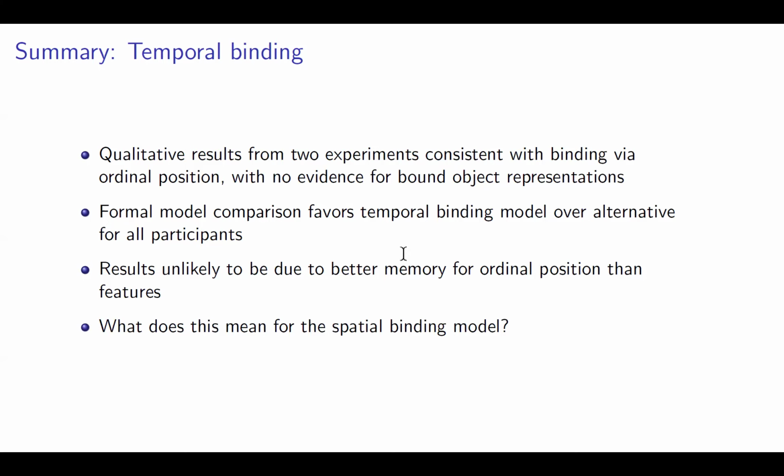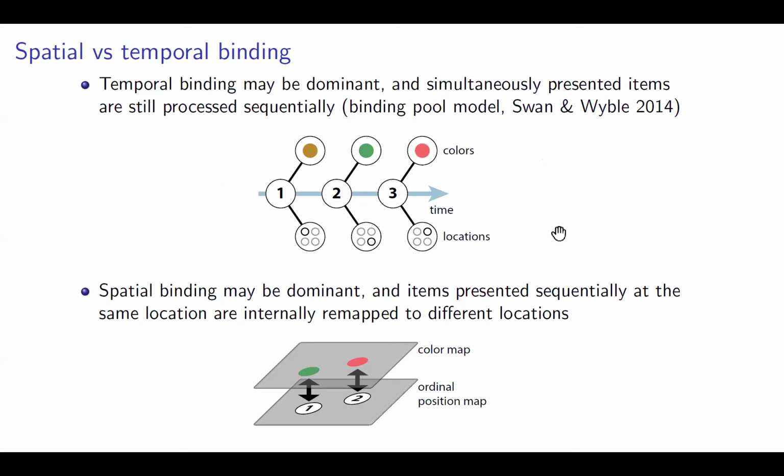Then the next question is, after we've seen that, what does it mean for the spatial binding model if we now also have evidence for binding via time? So one possibility is that really binding via time is the dominant or even the real mechanism that we observe. And what happens when items are presented at different locations is that you just attend to them sequentially, one after the other, and thereby basically impose a sequential order on them and use that to bind the features. That is kind of what the binding pool model proposes.